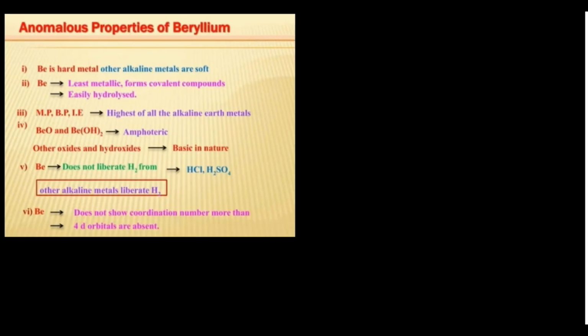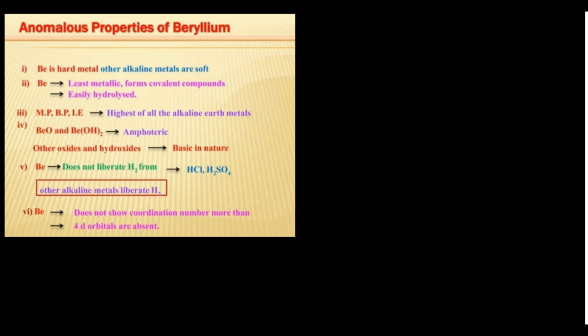You can see here, beryllium is a hard metal, while other alkaline earth metals are soft. So beryllium is the least metallic in nature and it forms covalent compounds. You have already seen a few examples of this. Like I have explained for beryllium carbonate, beryllium nitrate. Okay, and this is easily hydrolyzed. It forms the tetrahydrated ion. So it is important to keep the beryllium carbonate in an atmosphere of carbon dioxide. Otherwise, it forms a hydrated ion, not simple Be2+, but it will form [Be(H2O)4]2+.